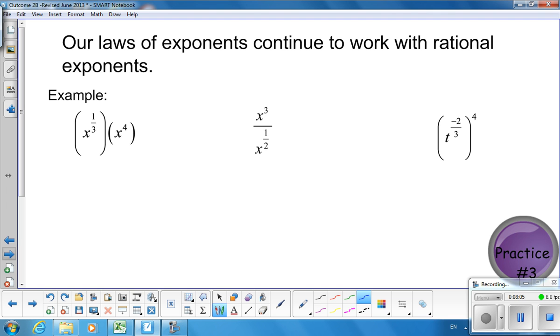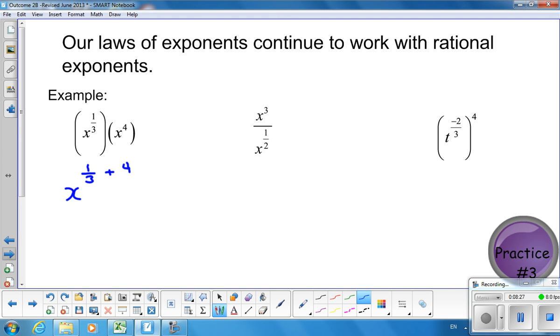Our laws of exponents continue to work with rational exponents. So a couple of days ago, we looked at our laws of exponents. Today, we're adding fractions into that mix. So I have x to the power of 1/3 times x to the power of 4. I'm multiplying bases, so I need to add my exponents. So I would have 1/3 plus 4.